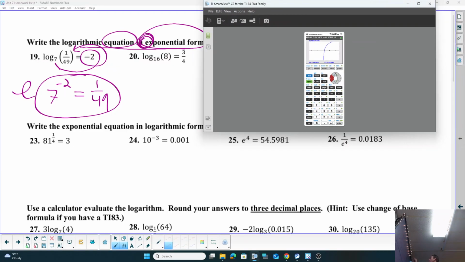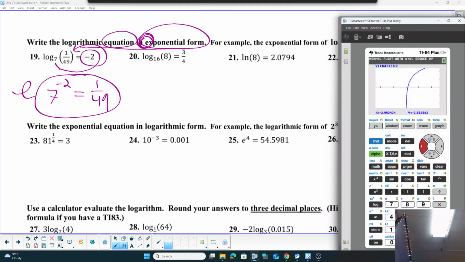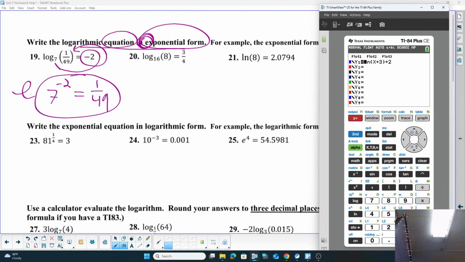So if you plug it into your calculator, second quit, clear. So first of all, 7 to the negative 2 power is that decimal, which math fraction is 1 over 49. So that's a true statement. But what also is a true statement is the log base 7 of 1 divided by 49.